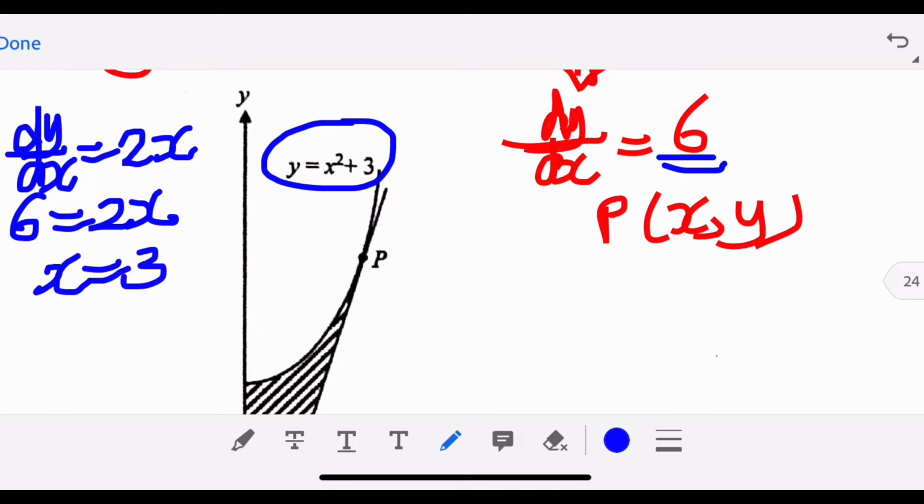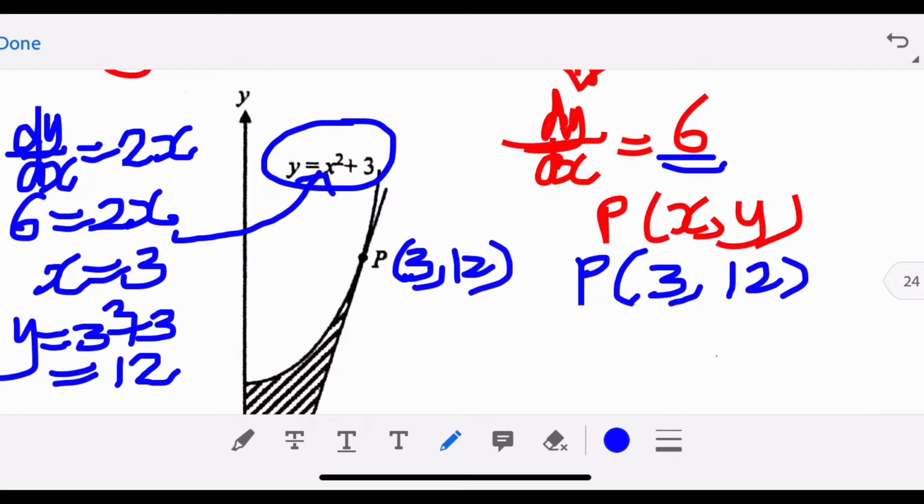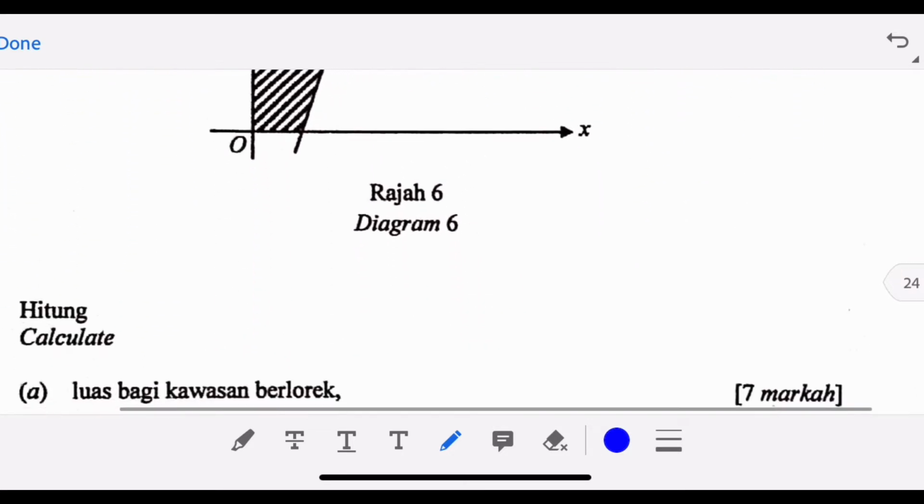In order to find the y, we substitute the 3 into the curve, which is 3 squared plus 3. So the answer for y is 12. Hence, we can say that the point P is at (3, 12). So at this point is (3, 12). Alright? Now, let's proceed to the next question.